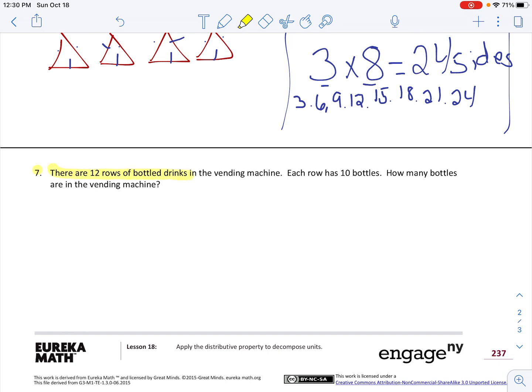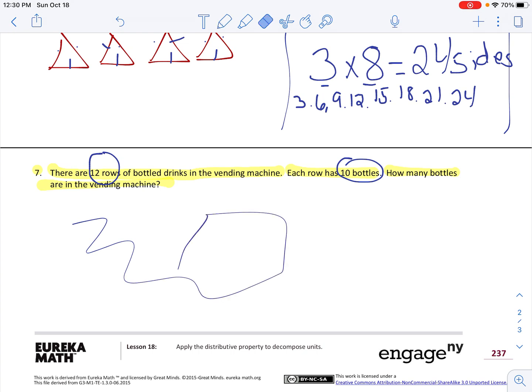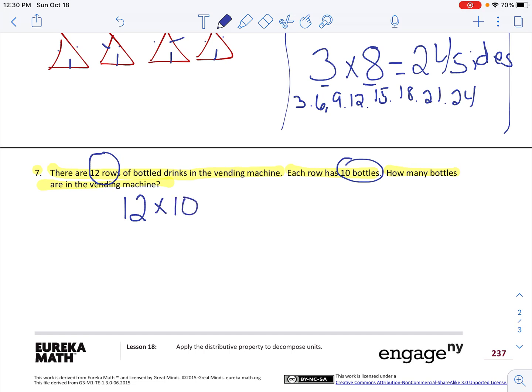All right, number 7. There are 12 rows of bottled drinks in the vending machine. Each row has 10 bottles. How many bottles are in the vending machine? Okay, I am not drawing all that, because if I draw 12 rows and there's 10 bottles in each row, I'm going to have a lot of things going on down here in my picture. So now I'm going to use a different strategy, so I'm not trying to clog up my workspace with all those pictures. So I have 12 rows of 10. That means I have 12 tens, 12 times 10. I'm going to use the break apart strategy.